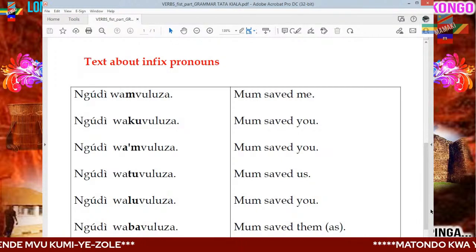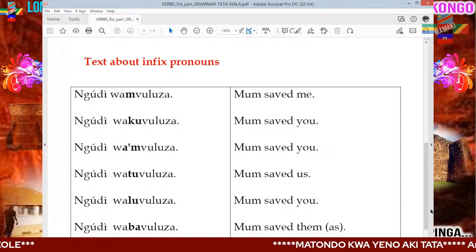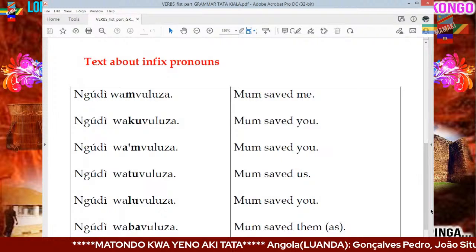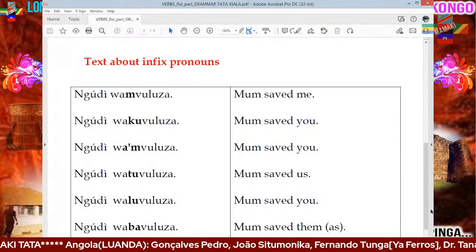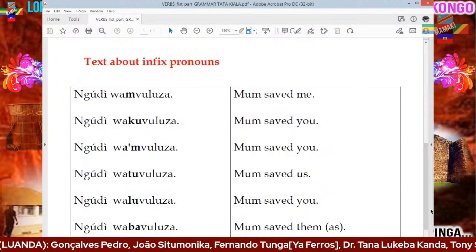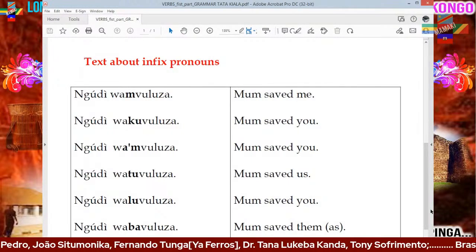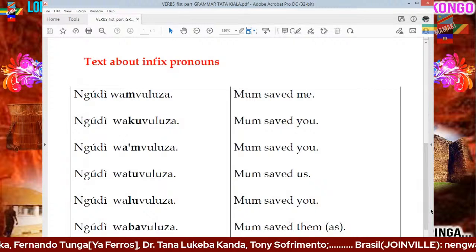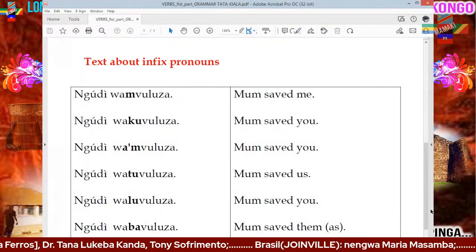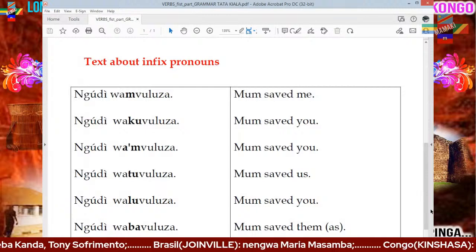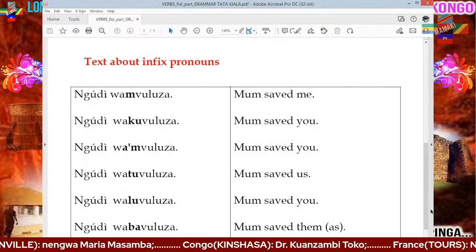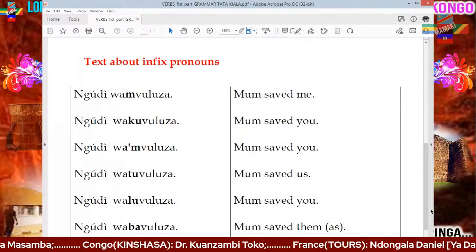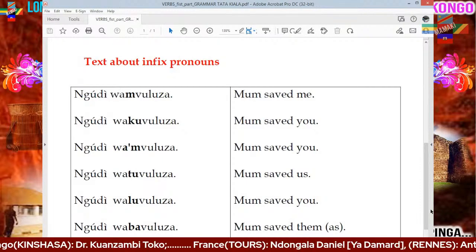Don't worry about the English. Ngudi wamvuluza. Okay. Ngudi wakuvuluza. Ngudi wamvuluza. Yes, good. Ngudi watuvuluza. Ngudi waluvuluza. Ngudi wabavuluza.